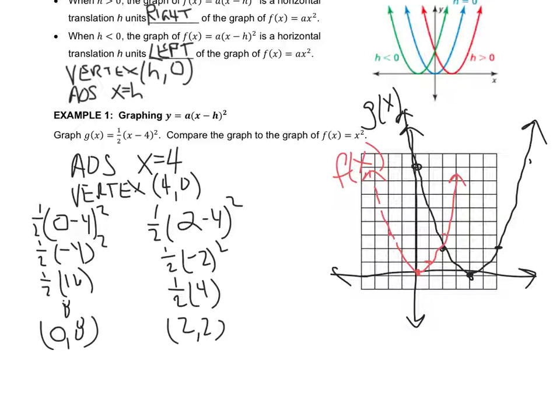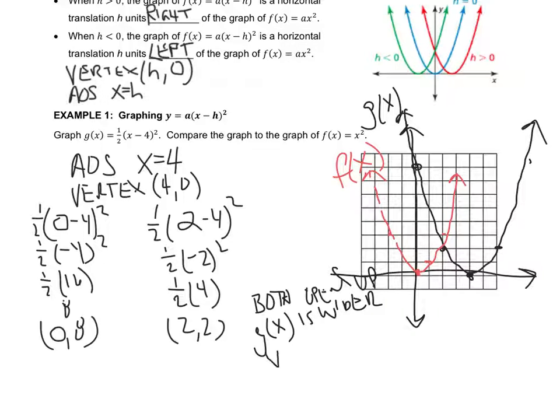And then we're asked to compare the graphs. So comparing the graphs, we see that they both open up. We want to say that g of x is wider. Remember that 1/2 is going to cause it to open up wider than the other function with a 1 in the front. And what else do we know?